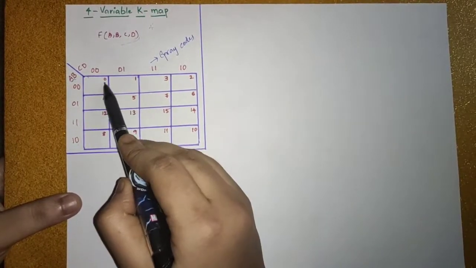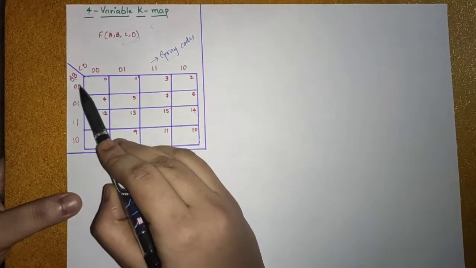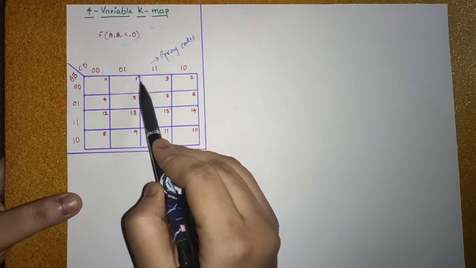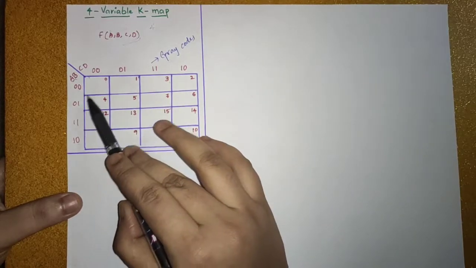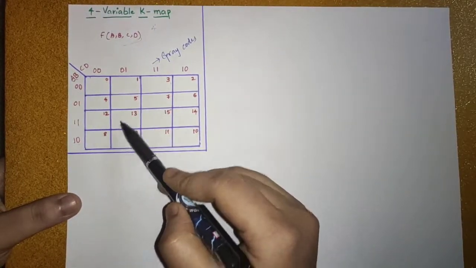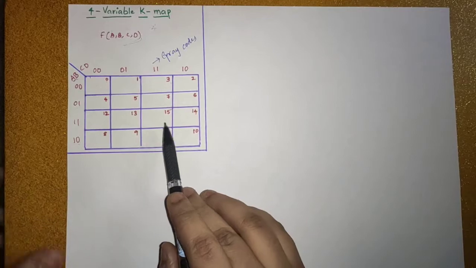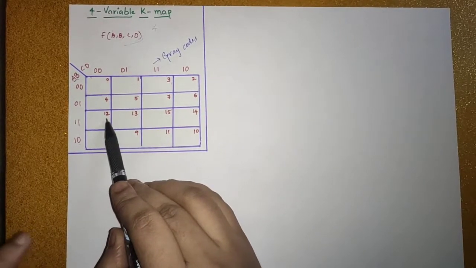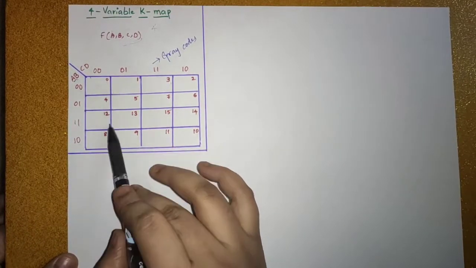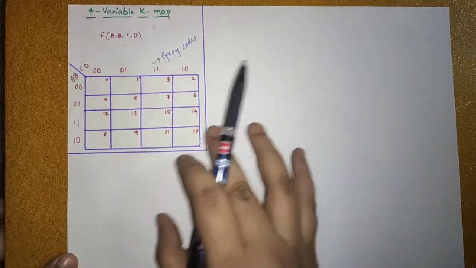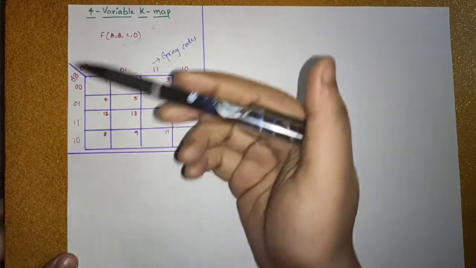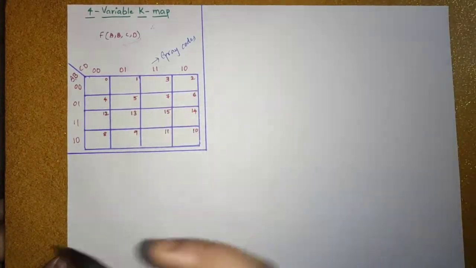So we need to write the decimal equivalent here. 0000 is 0, 0001 is 1, 0011 is 3, 0010 is 2. In this way we need to write its decimal equivalent. Carefully write the decimal equivalent, because if you write these numbers wrong, then you can't minimize the expression in the right form.